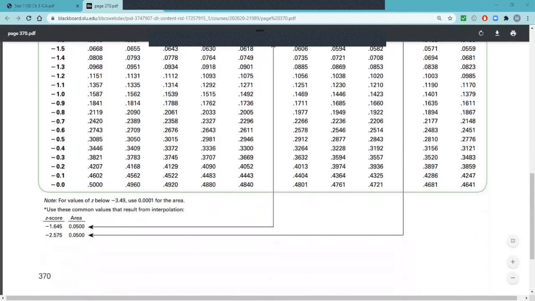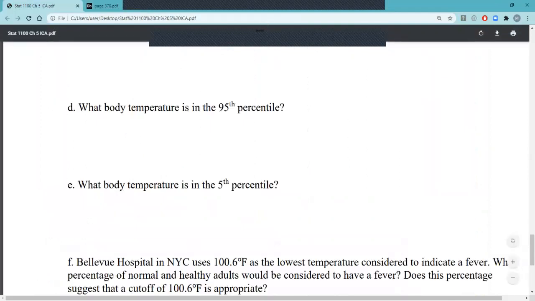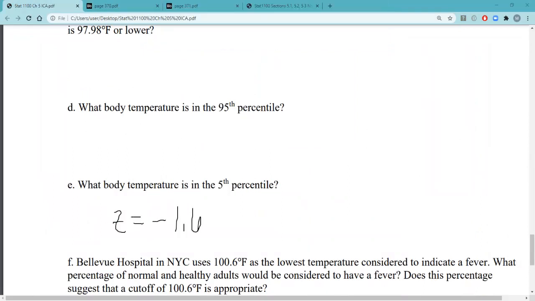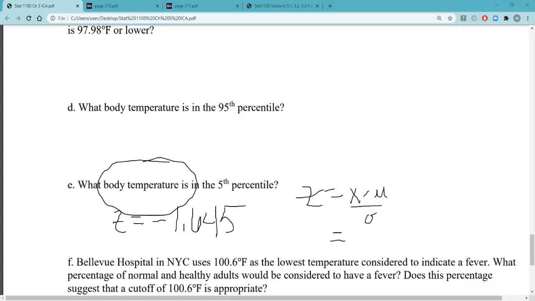I'm going to take that z-score value back to our question. Now we can calculate what body temperature is at the 5th percentile. So we're doing the same thing as before, where we're saying, okay, Z is equal to X minus mu over sigma. We have X is now negative 1.645 minus mu, which we were told is 98.2.